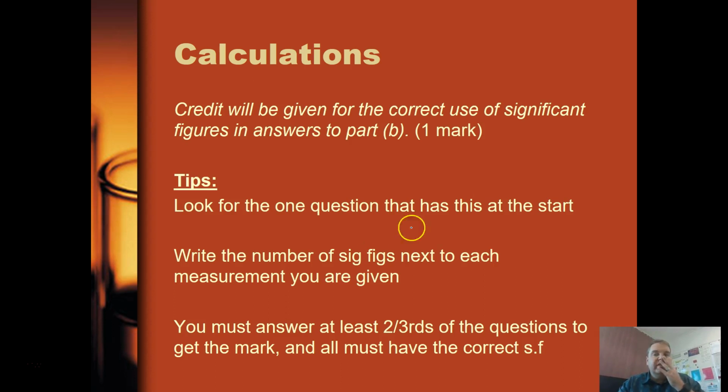In your calculations, there will be a section where credit will be given for the correct use of significant figures in answers to part B. So there'll be one question in the exam for that. Look for where that is. Make sure you give it to the least accurate of the results that you're given.